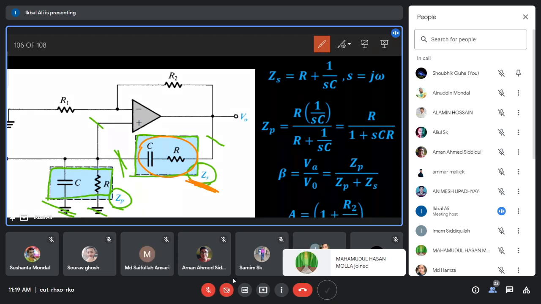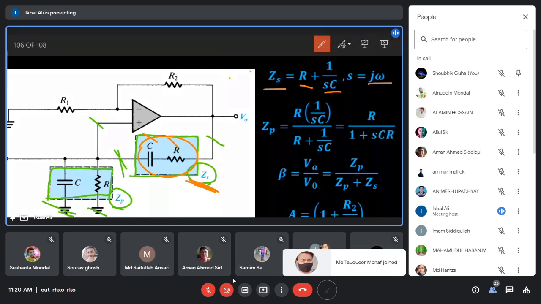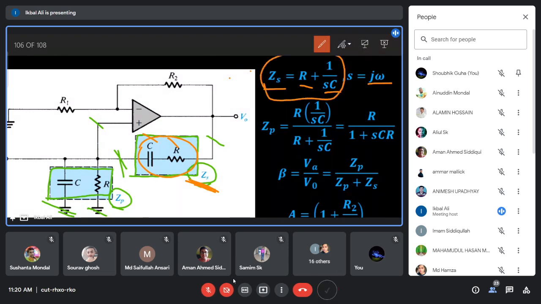So impedance ZS is resistance R plus the impedance of the capacitor, which is 1 by SC, where S equal to J omega. You know this thing, okay? I don't need to repeat this because you already know this from the circuit theory classes. So ZS is R plus 1 by SC, where S equal to J omega.